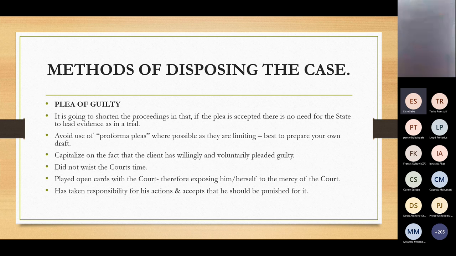So the best way is to prepare your own draft. And also, the more you draft your own, obviously your drafting can never be getting worse. It can only improve. And to me, if you get this question of draft a guilty plea, it's one of the easiest ways to get marks from that exam.